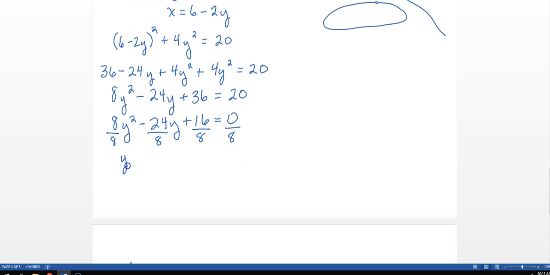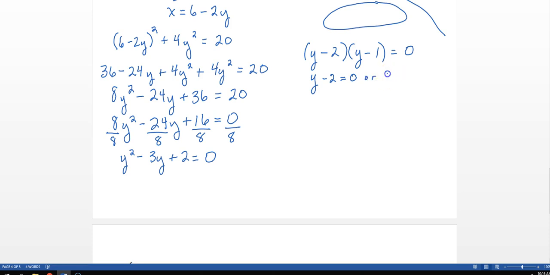So that gives us y squared minus 3y plus 2 is equal to 0. I'm going to go up here because we're running out of room. If I factor y squared minus 3y plus 2, that factors into y minus 2 times y minus 1. Therefore, y minus 2 equals 0, or y minus 1 equals 0. So y is equal to 2, or y is equal to 1.